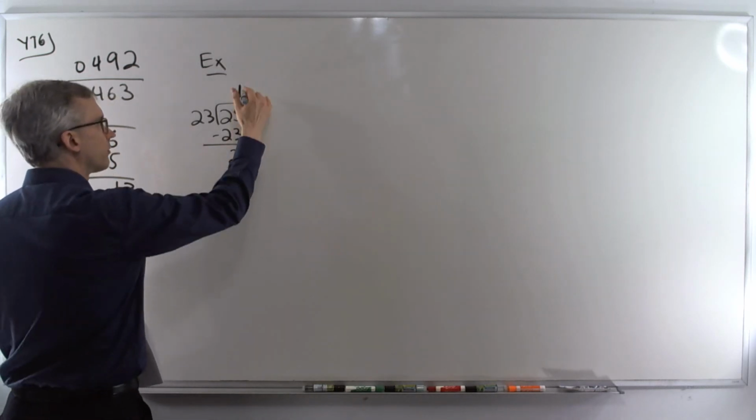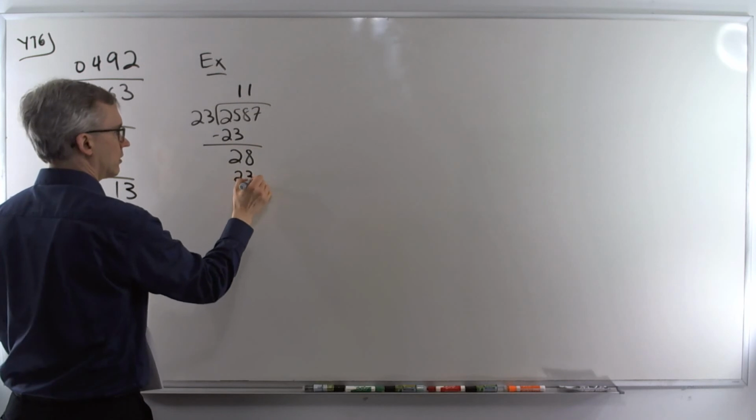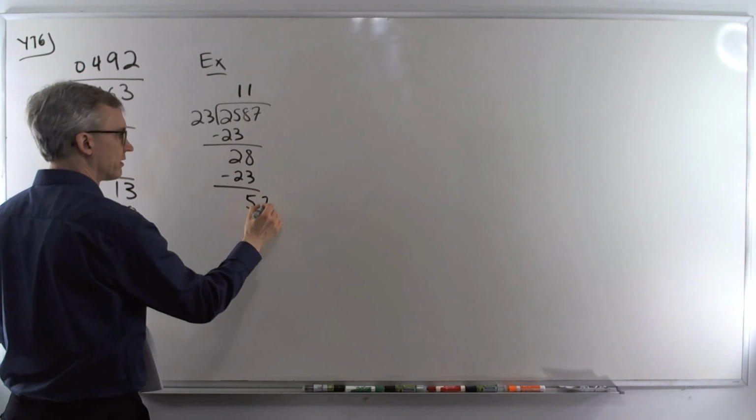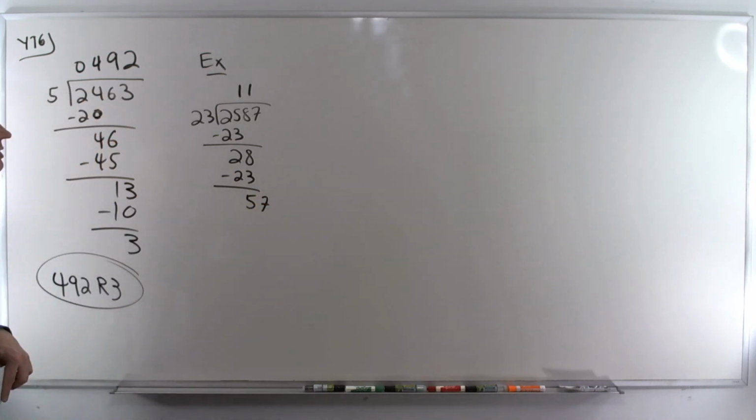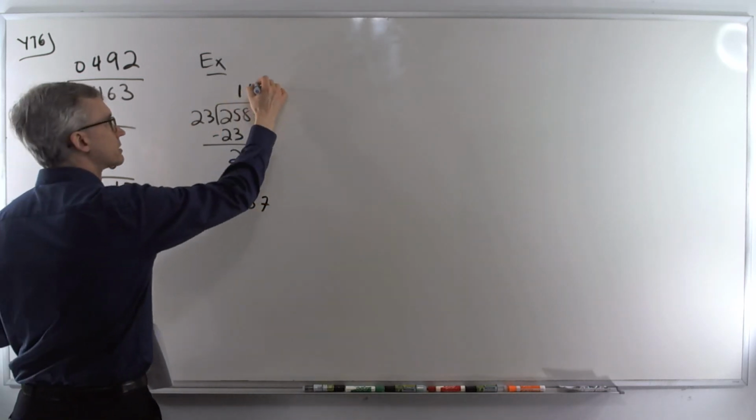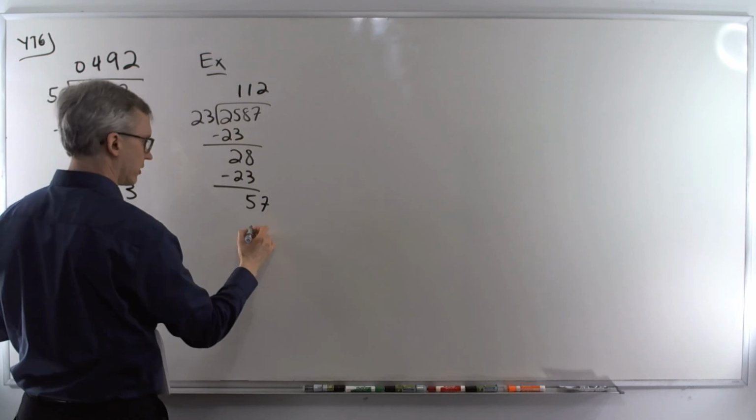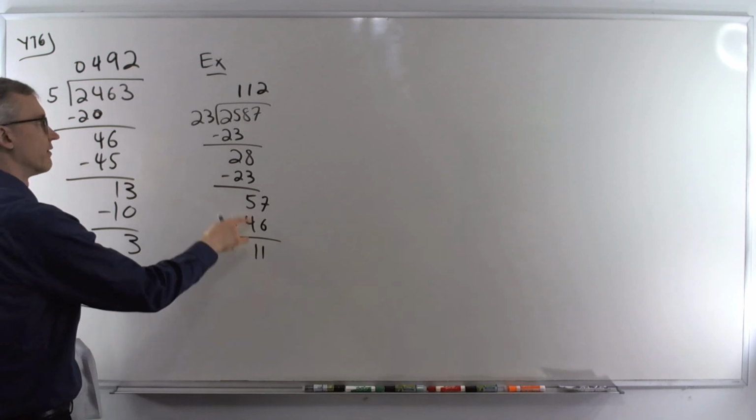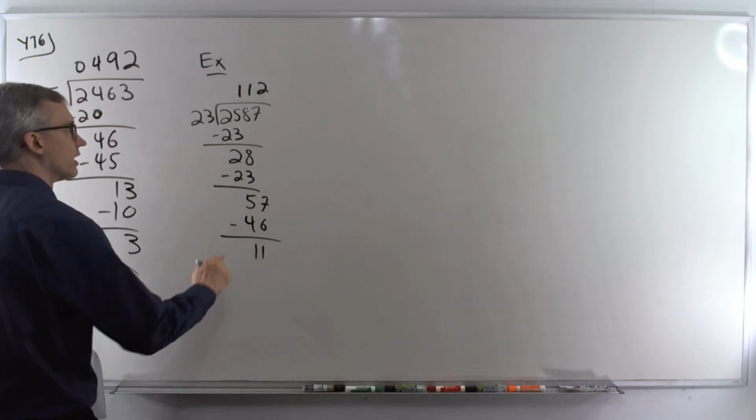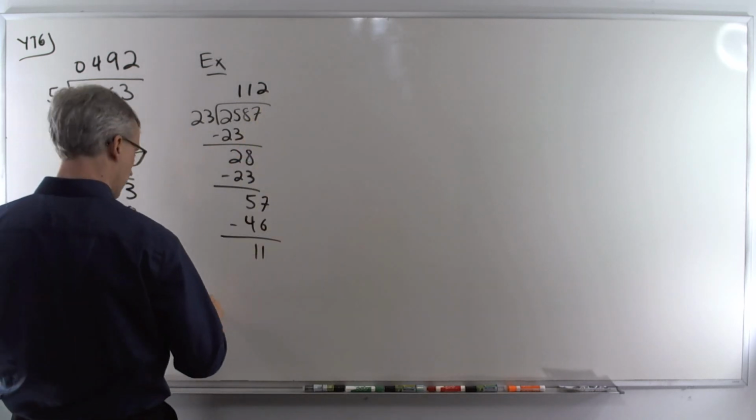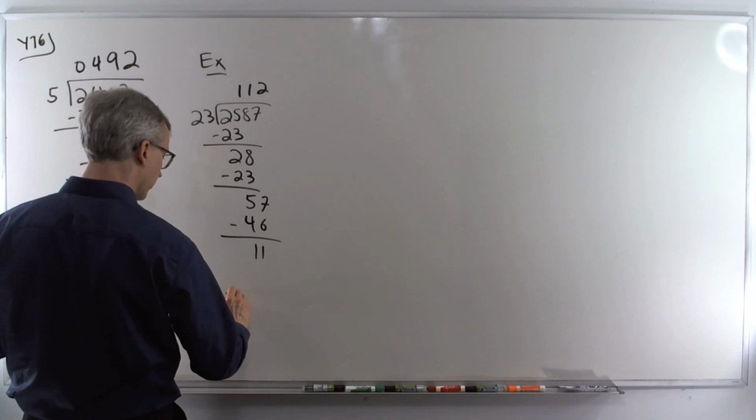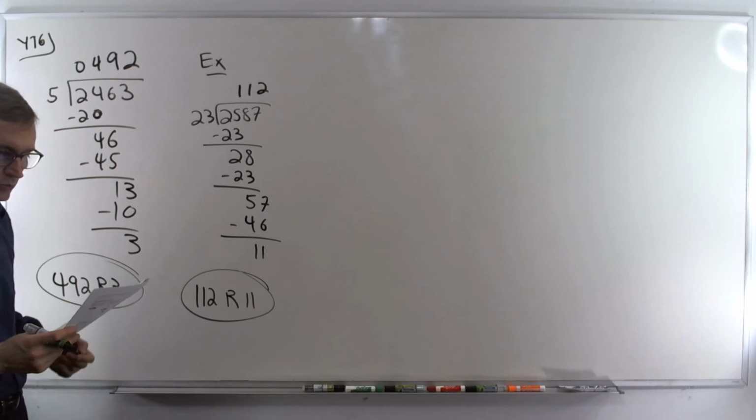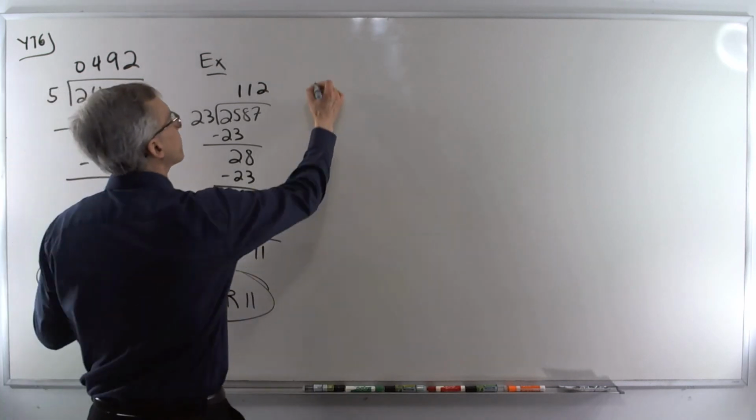23 goes into 28 1 time. Subtract to get 5. Now we'll bring down the 7, I got 57. So 23 is going to go into 57 2 times. So you got 2 here, 2 times 23 is 46. Subtract to get 11. 11 is less than 23, so we are done. So no more numbers to bring down. So our answer, 112, remainder 11. Your turn, number 7.